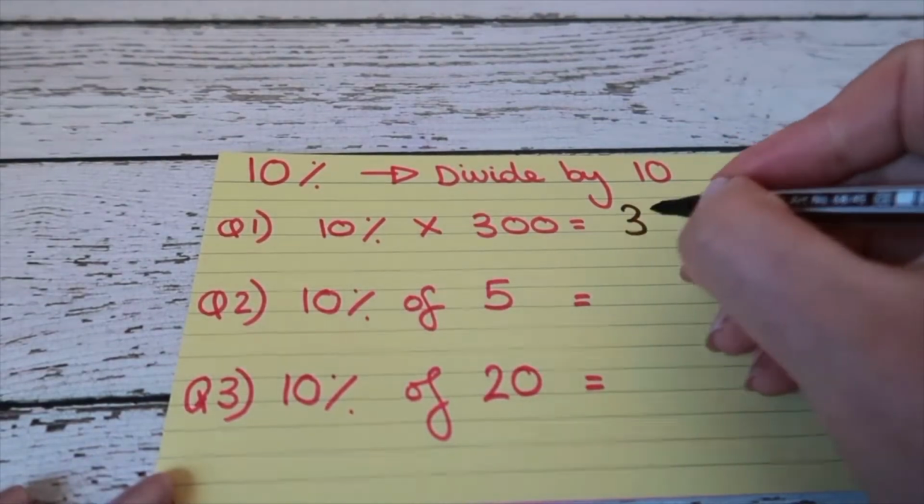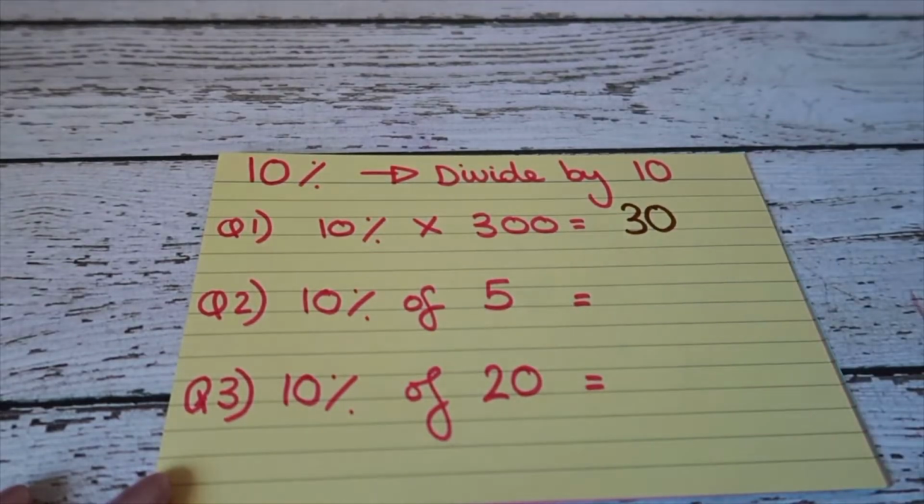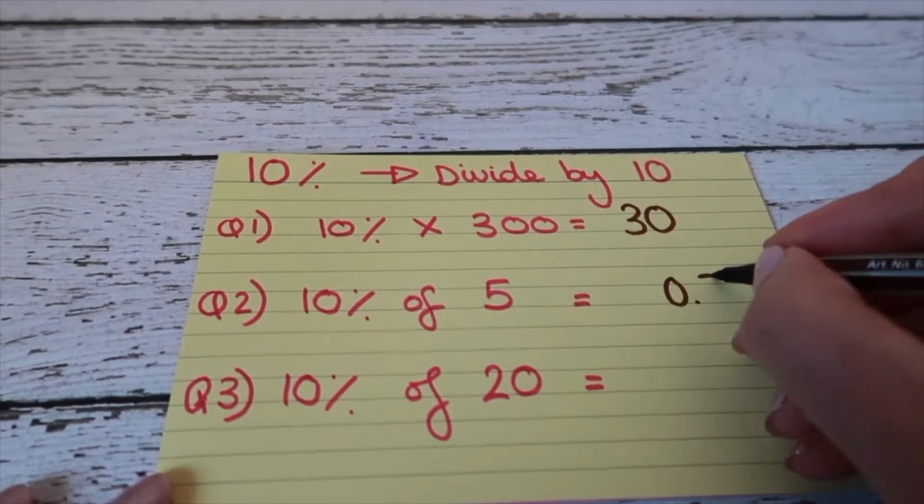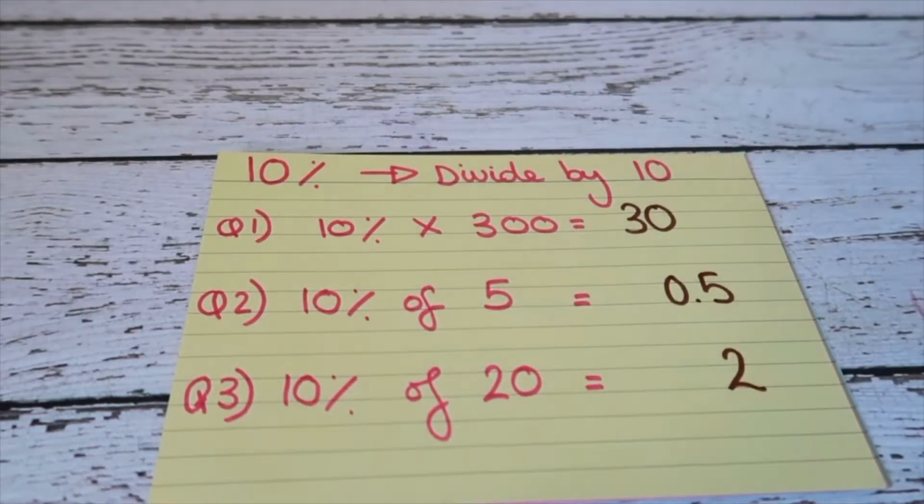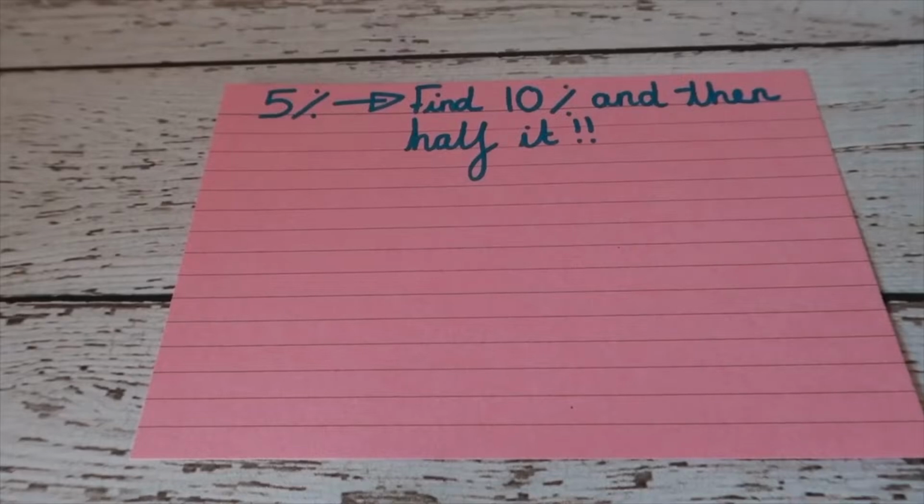Okay, let's have a look at the answers. So 10% of 300 is of course 30. 10% of 5 is 0.5 or half. And 10% of 20 is of course 2. Well done if you got them right.